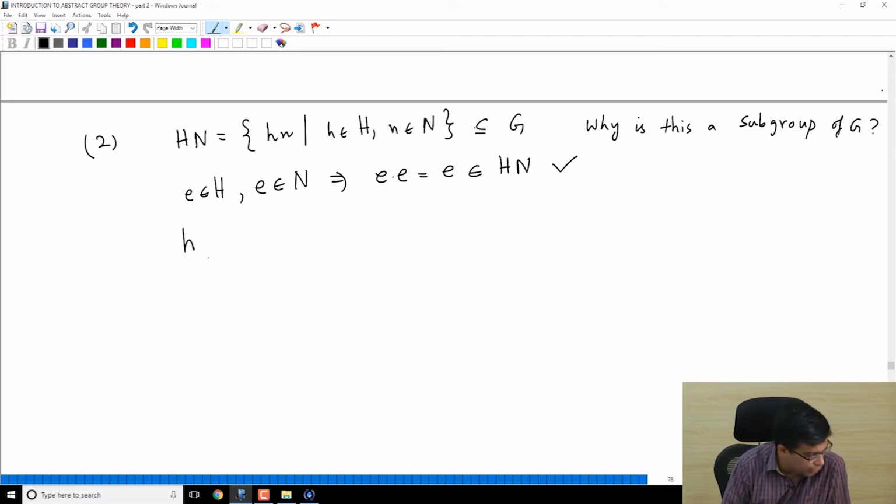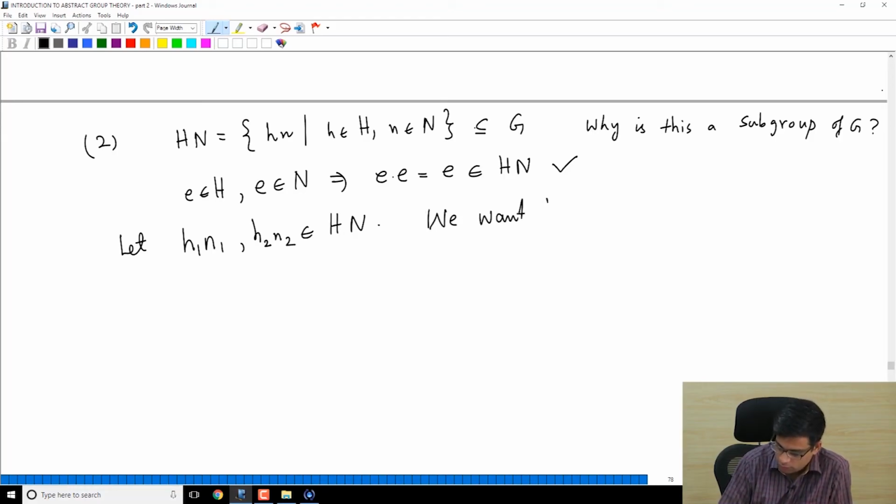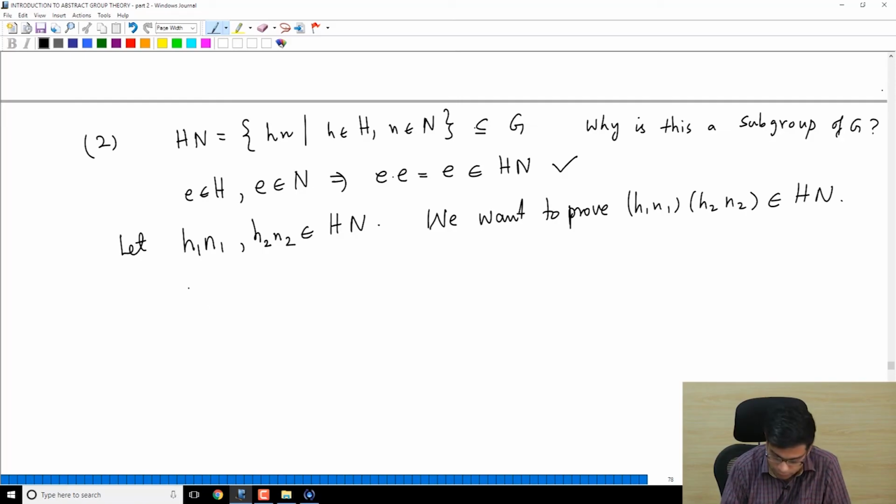Let's take now two elements of the set HN. So h1 n1, h2 n2. Let's say these are two elements in HN. We want to prove h1 n1 times h2 n2 is in capital HN again. But here we have to use normality of capital N. So note that N is normal in G.